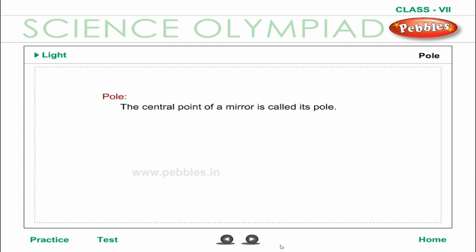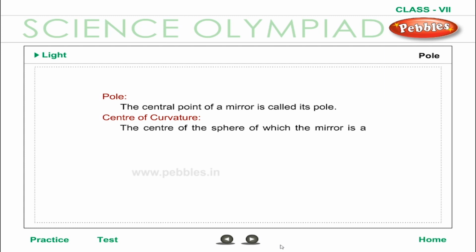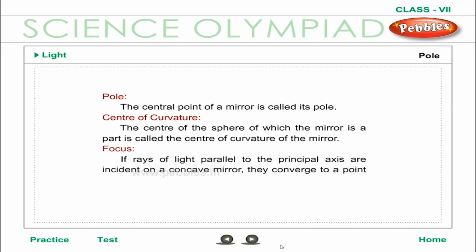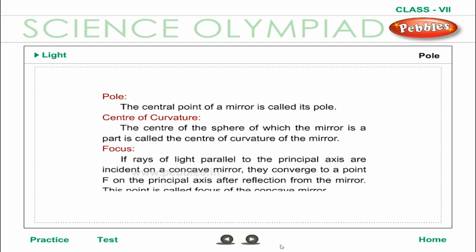Pole. The central point of a mirror is called its pole. Center of curvature. The center of the sphere of which the mirror is a part is called the center of curvature of the mirror. Focus. If rays of light parallel to the principal axis are incident on a concave mirror, they converge to a point F on the principal axis after reflection from the mirror. This point is called the focus of the concave mirror.